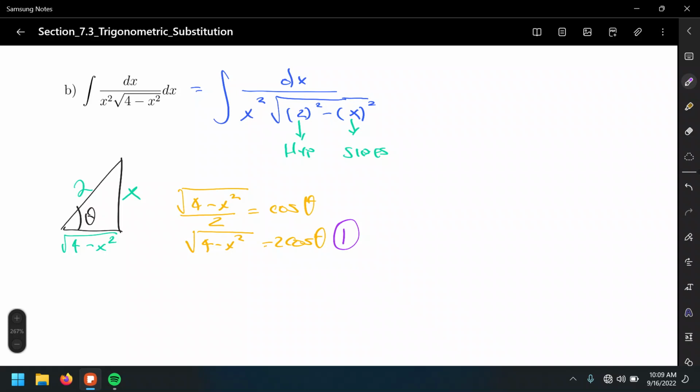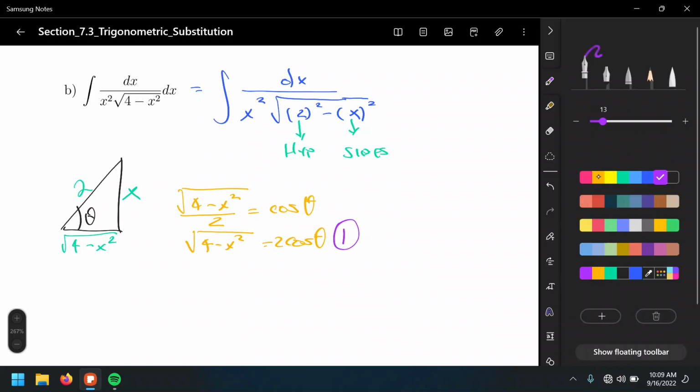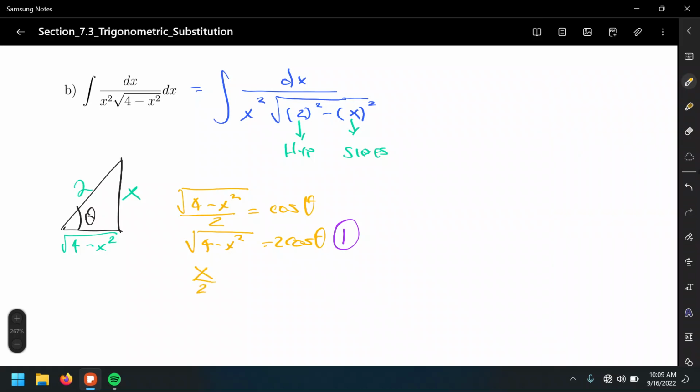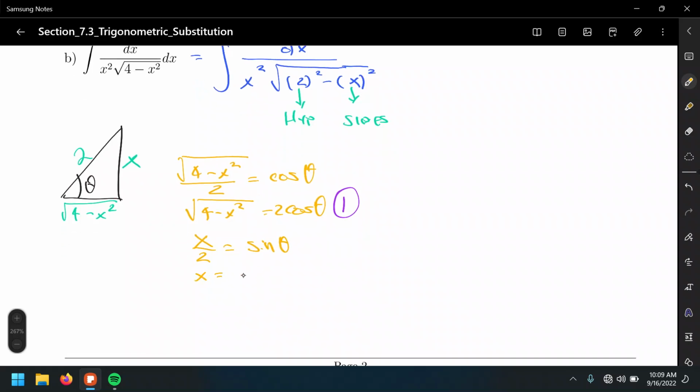Well, again, keep in mind that dx comes from differentiating x. That means we will have to find a quotient involving x. And there's a couple of options. Number 1, x divided by the radical, which I think is too complicated, and x over 2, which I think is easier. So let's go with x over 2. And what trigonometric function is this? Sine theta, and x equals 2 sine theta.